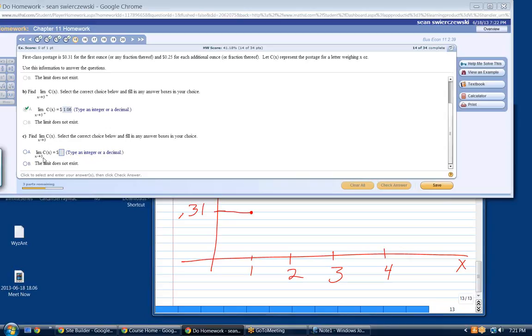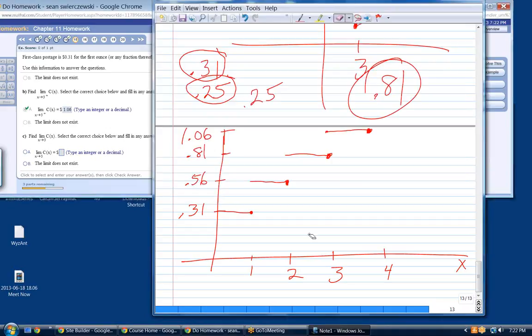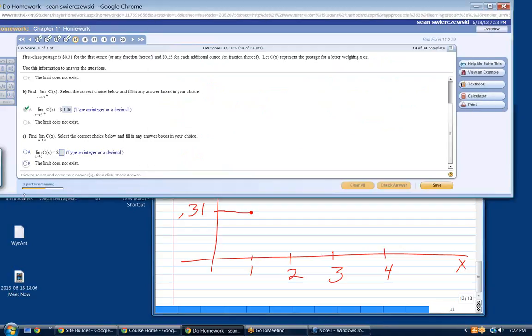So the limit as x approaches 3 is what? I can't see the graph, is it 61? Well, remember the most important thing about limits at a specific number is they only exist if the limit from the left is the same as the limit from the right. The limit from the left was 0.81. The limit from the right was 1.06. So this one does not exist. Okay.